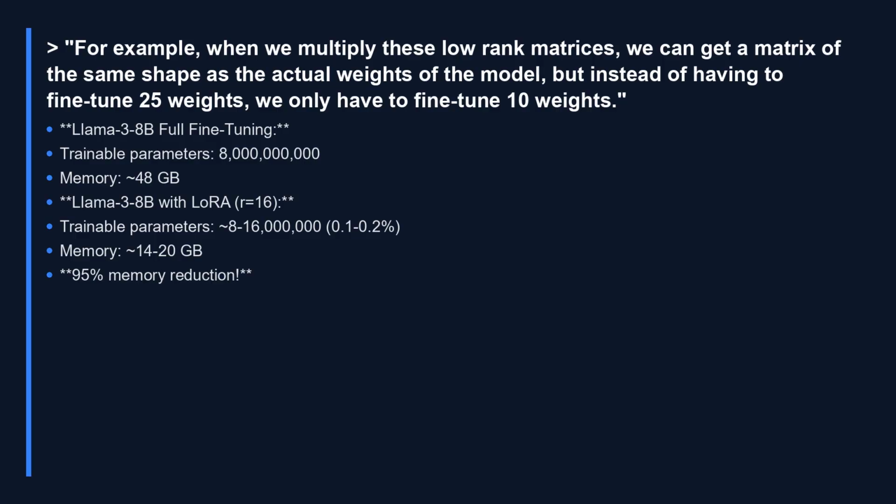Full fine-tuning of Llama 3 8B requires updating all 8 billion parameters and consumes roughly 48 gigabytes of VRAM. With LoRA at rank 16, your trainable parameter count drops to somewhere between 8 and 16 million, that's 0.1 to 0.2% of the total, and training memory falls to 14 to 20 gigabytes. A 95% memory reduction achieved by training less than 1/4% of the model. That's not a compromise, that's an engineering win.